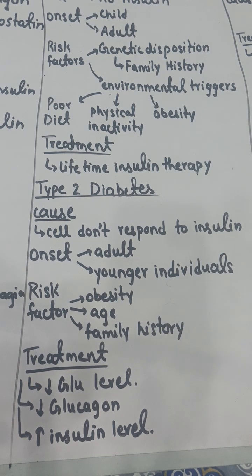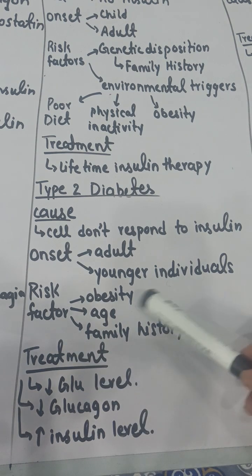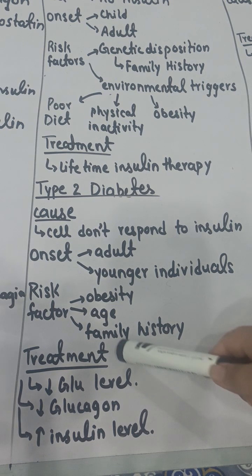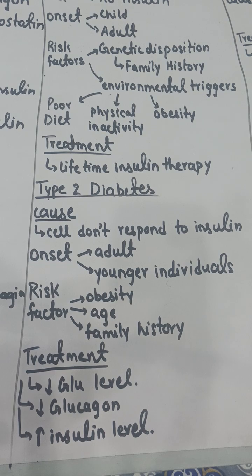and it also occurs in young individuals who don't maintain their lifestyle in a proper manner. Next, the risk factors for it are obesity, older age, and family history, which also matters in type 2 diabetes, which occurs in 90 to 95% of people. Let's discuss its treatment. Its treatments include various kinds of injections and oral therapies.